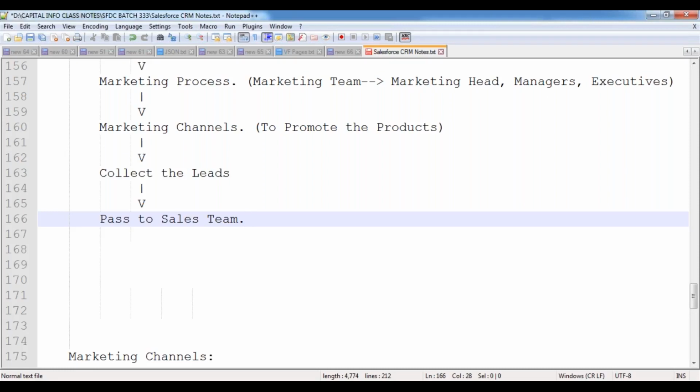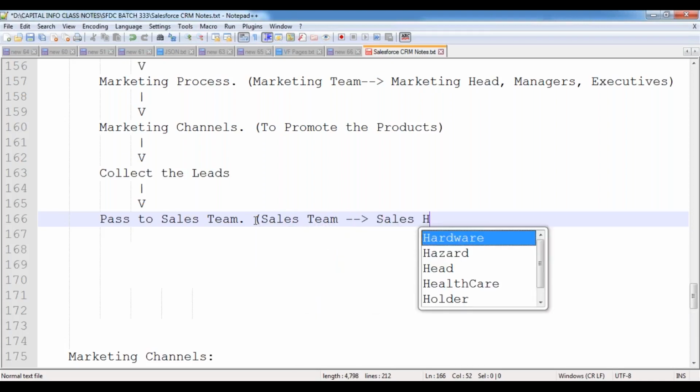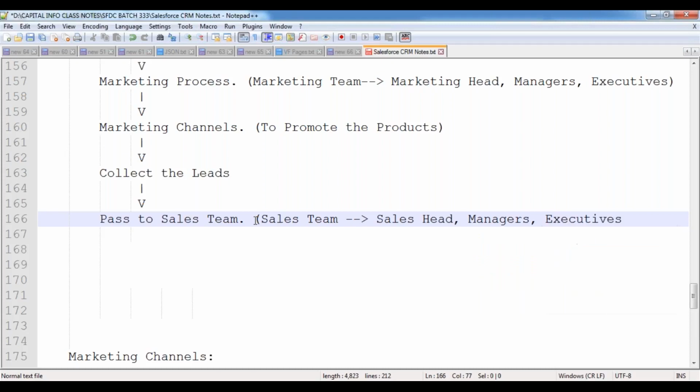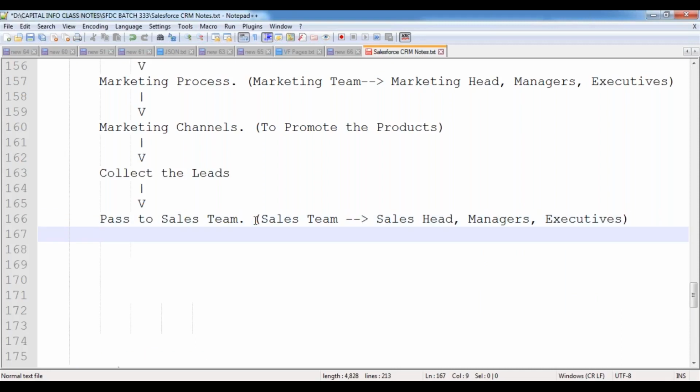So the marketing team people conduct various campaigns, and through those campaigns they collect the leads information. This leads information they pass to the sales team. Now, who are the members inside the sales team? The sales team has various members, like the sales head, sales managers, and sales executives. Now what will this sales team do? Whatever leads information has been given by the marketing team, the sales team will collect it.